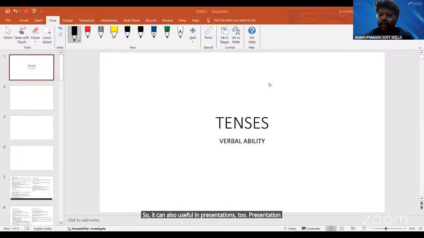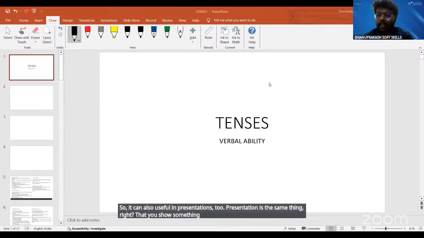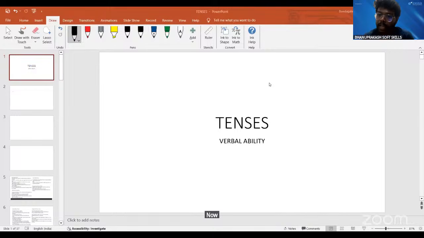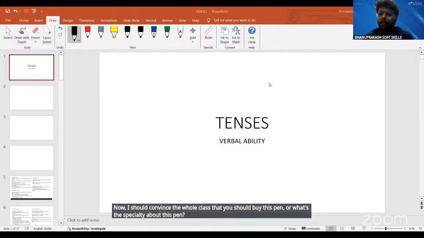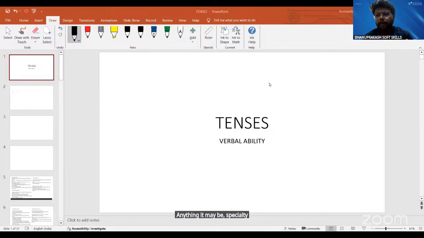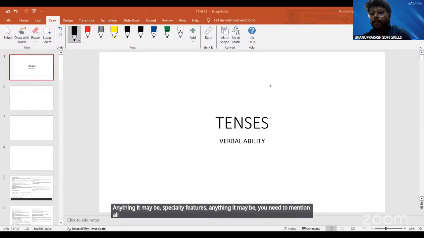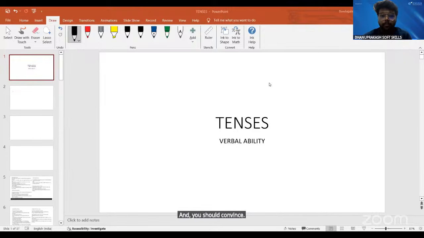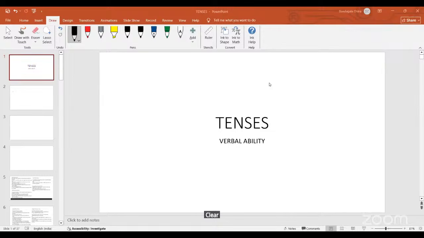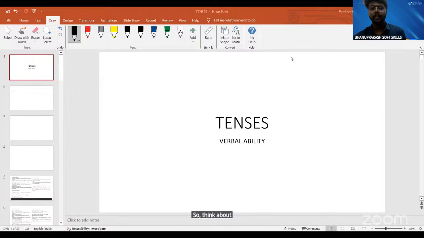Presentation is the same thing, right? You show something and you explain about it. In the same way, assume I'm showing you this pen. Now I should convince the whole class that you should buy this pen, or explain what's the specialty about this pen. Specialty, features, anything, you need to mention all those things, and you should convince. Clear? Yes, sir. Okay. So think about it and prepare it.